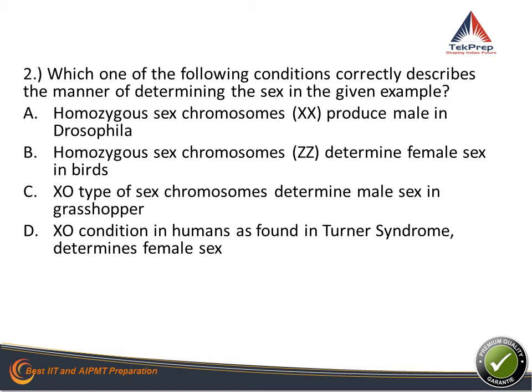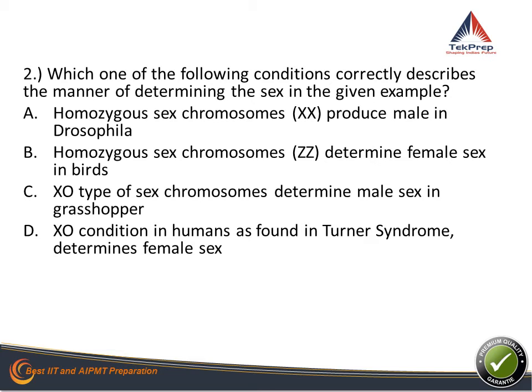Now let's look at the second option given. Homozygous sex chromosomes ZZ determine female sex in birds. In the ZW system, the ovum determines the sex of the offspring, which is in contrast to the XY sex determination system and the XO sex determination system, wherein the sperm determines the sex. The letters Z and W are used here to distinguish this system from the XY system.